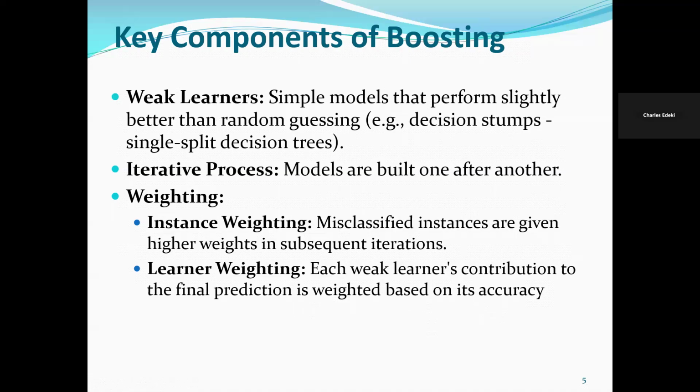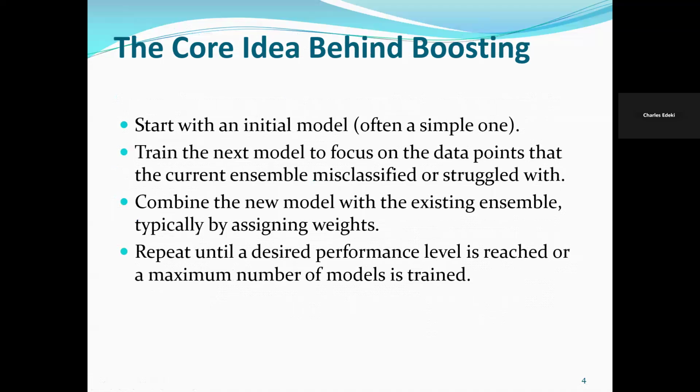Let's wait a few seconds for any question on that. Okay, let's keep going then. So that's the algorithm. We start with the core idea: start with an initial model, train the next model to focus on the data points it got wrong, and combine the new model with the existing ensemble, typically by assigning weight. Then we repeat until we get the desired result or the maximum number of models is reached.